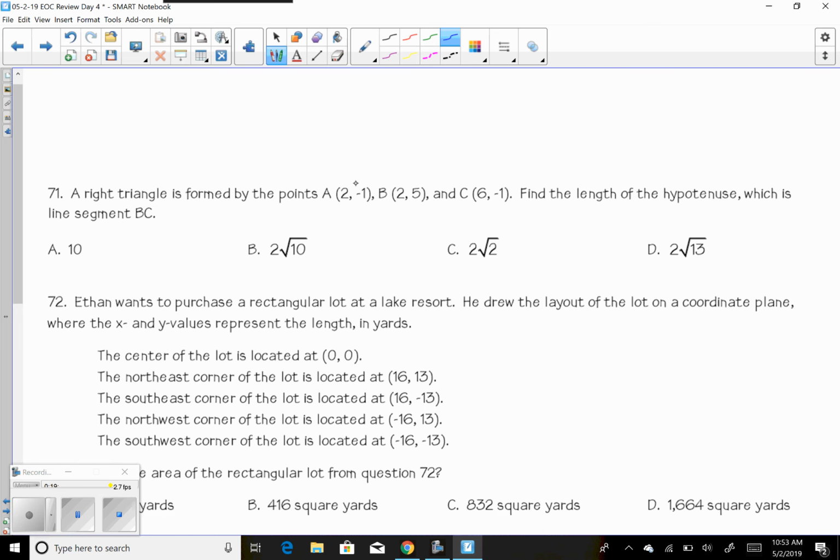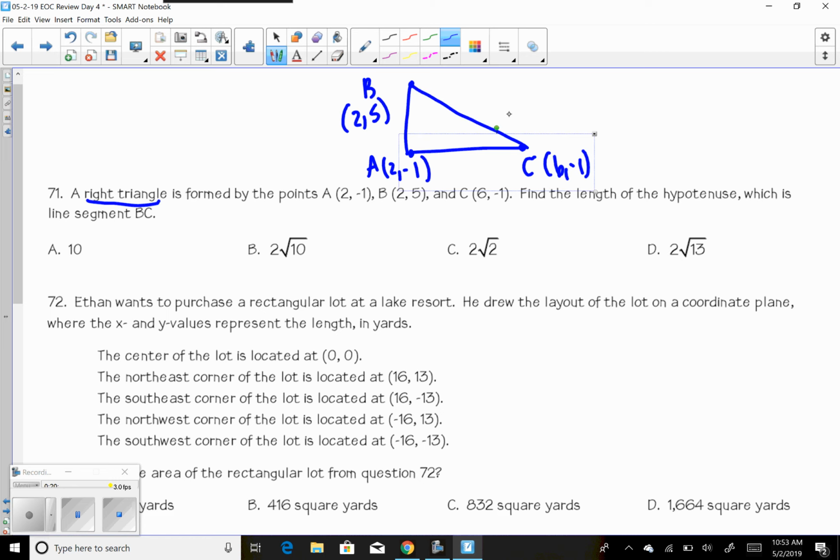Okay, so from A to B. So if I drew my picture, if A is at 2, -1, I know B is at 2, 5, so that's going to be up here. Okay, that's 2, 5. So I've got that. And C is at 6, -1, so that's over here, okay? All right, and it's a right triangle. So here's my hypotenuse. That would be your C, right?